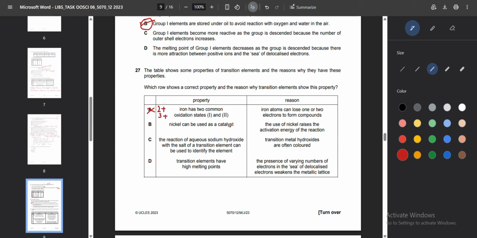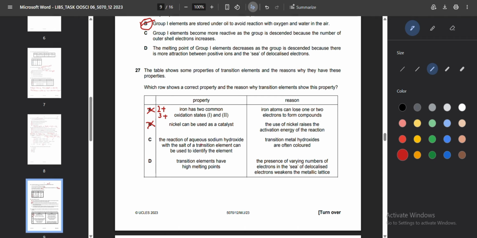Nickel can be used as a catalyst. This one is correct, but the reason given is that the use of nickel raises the activation energy of the reaction. No, a catalyst decreases the activation energy, so this is also an incorrect one.